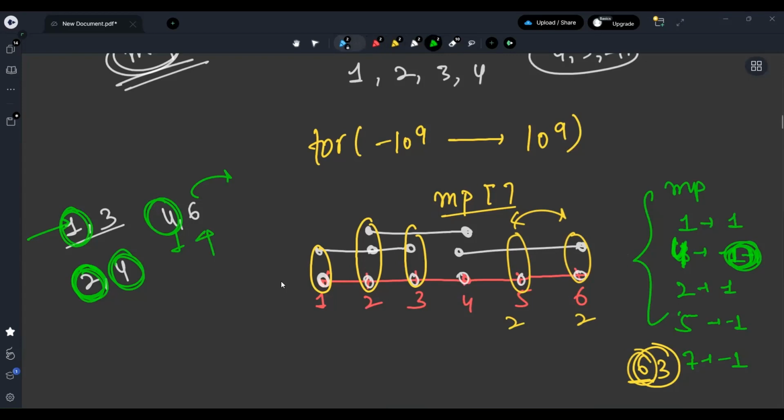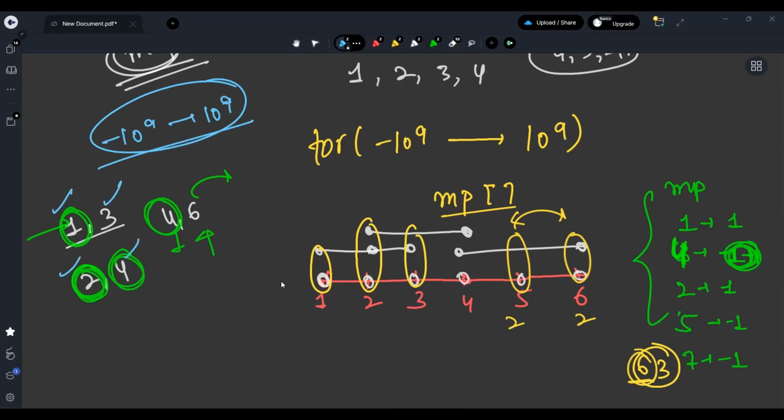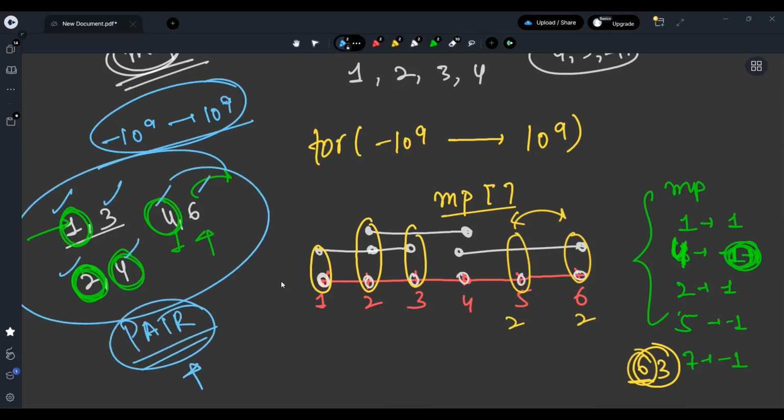By observation, I can say that I don't have to take all the points from minus 10 to the power 9 to plus 10 to the power 9. I have to take only the elements which are available in the intervals given to us, because those give the different answers. 2 and 3 will give the same answer, and 5 and 6 will give the same answer. So I want only those numbers which are available in the map, not more than that.